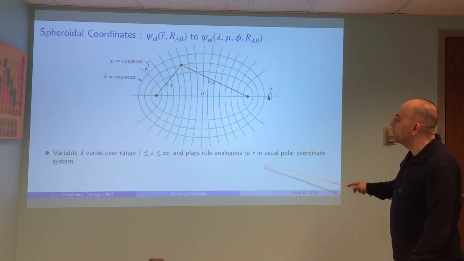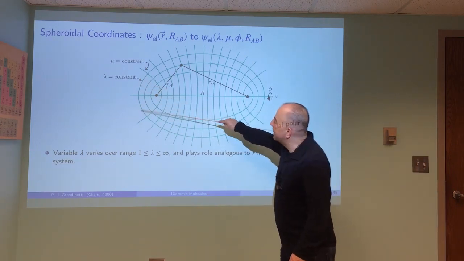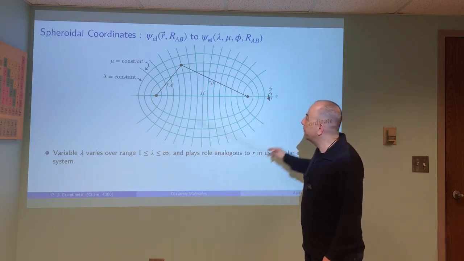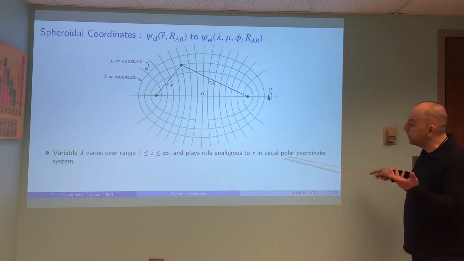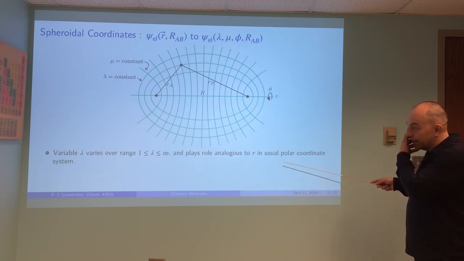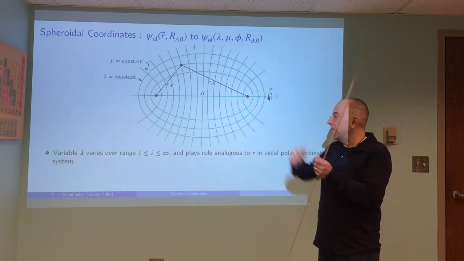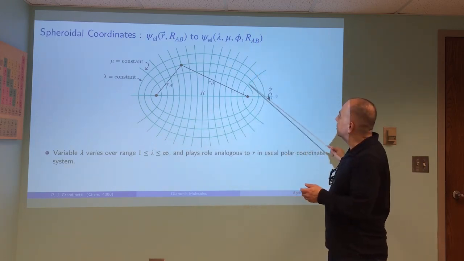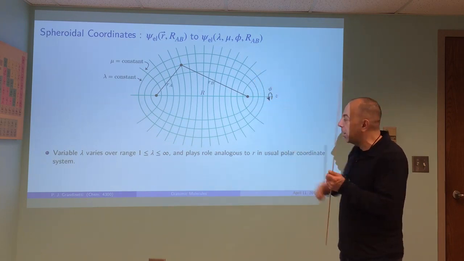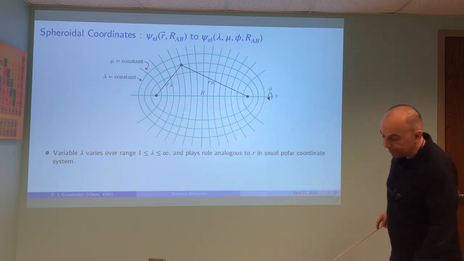So this variable lambda is associated with these ellipses here. It goes from a value of 1 to infinity. I mentioned polar coordinates before because this is the analogy. If you think about how far out you are from the origin in polar coordinates, that's what lambda is telling us. As you get to further and further out ellipses, it's like the R in polar coordinates, except instead of one origin, you have these two foci.